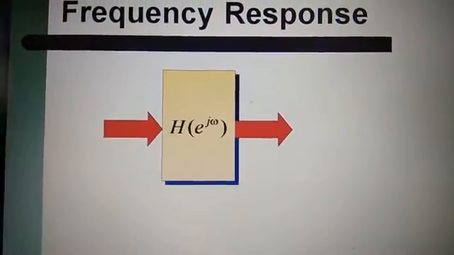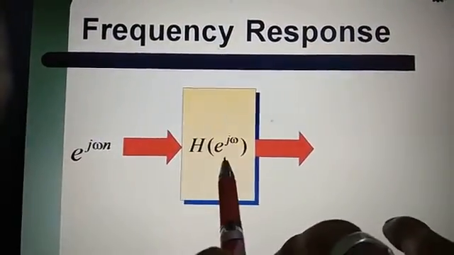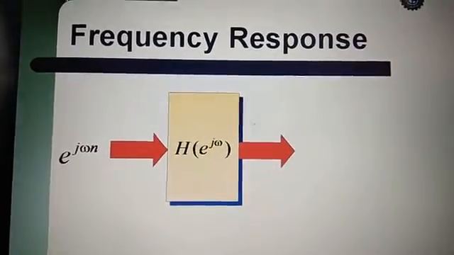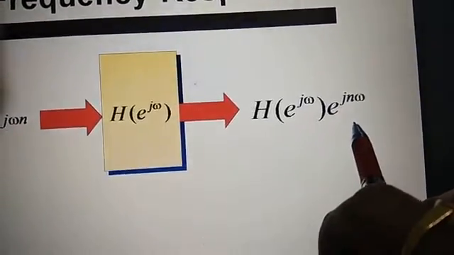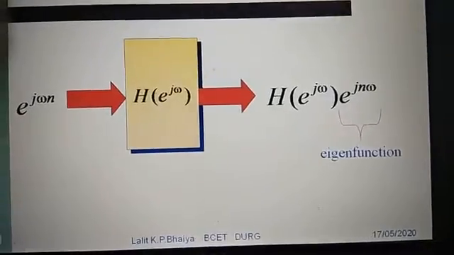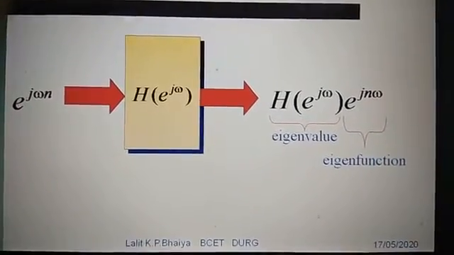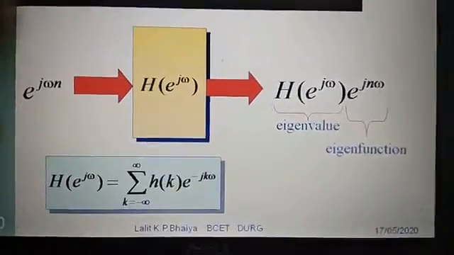e to the power j omega n is the input. This is the response or transfer function H of e to the power j omega, and this is H of e to the power j omega into e to the power j n omega. You can determine the eigenvalue and eigenfunction shown here. This is the eigenvalue and this is the eigenfunction.